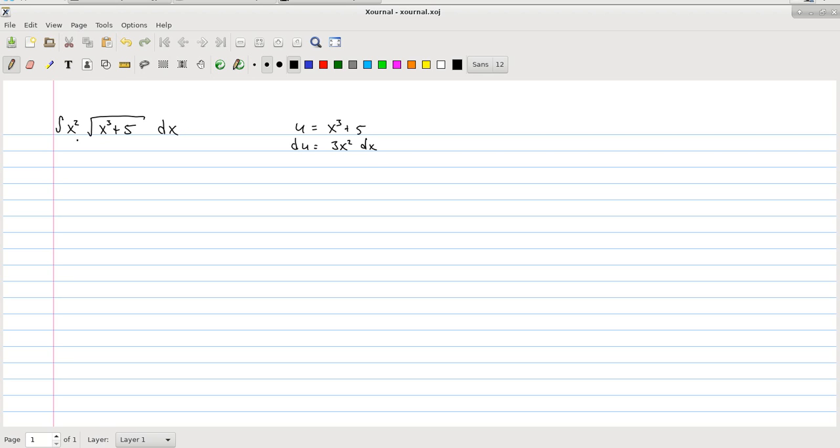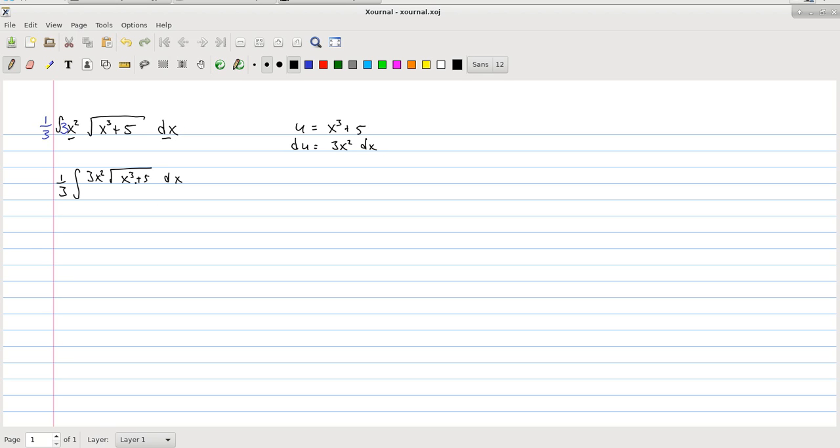In our integral, I see we have an x squared. I see we have dx, but we're missing the 3. So what we'll do is multiply the integral by 3 and then divide by 3 to counterbalance that. We can now rewrite this as 1/3 the integral of 3x squared times the square root of x cubed plus 5 dx. Now let's replace everything we have here in terms of u.